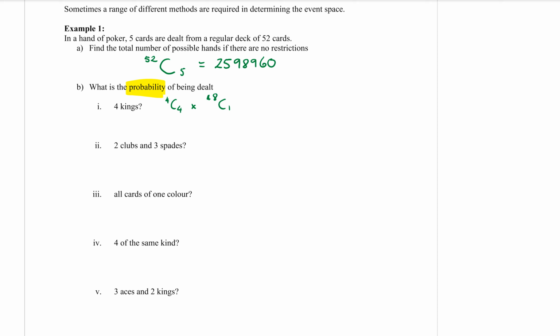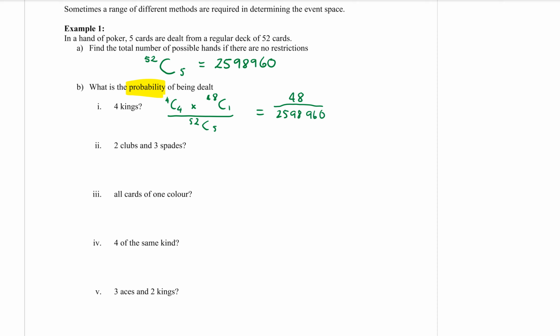Now that will give us the number of favorable ways. But because this is probability, we want to put that over our total. Instead of writing the 2 million blah blah blah, I will write it down as 52C5 again. If you type that fraction into your calculator, you will hopefully get this answer, 48 over 2,598,960. So yes, it's very small.